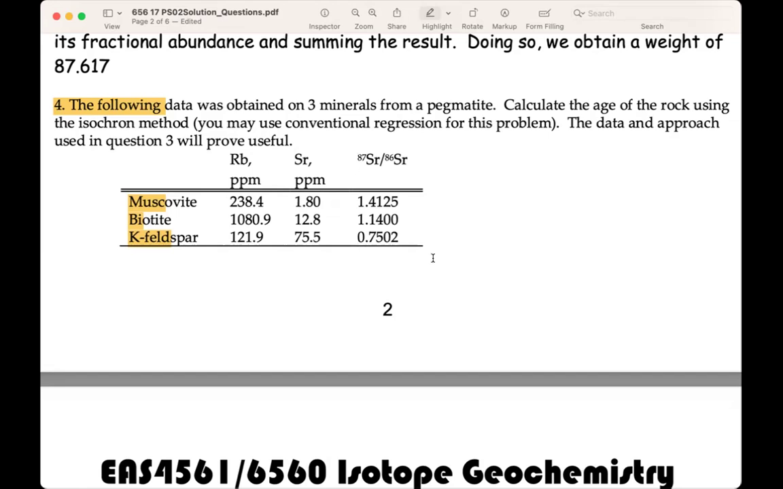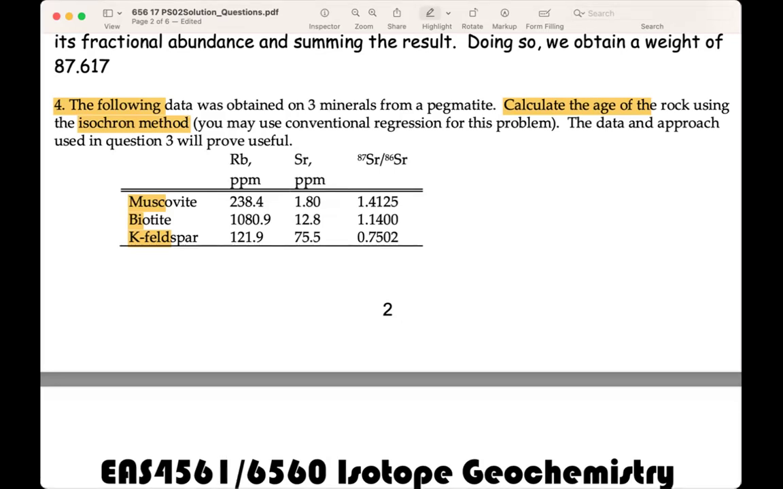These are the measured values that we know. Calculate the age of the rock. Calculate the age of the rock using the isochron method. Once you are told to use the isochron method, then you must plot this in a diagram, in a graph, right? Then only can you find the age.